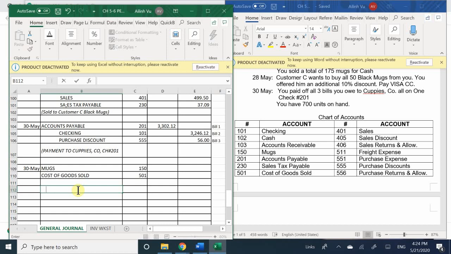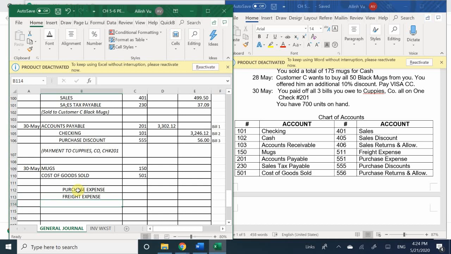Purchase expense and freight expense. Oopsies. Sales. No sales. Just purchase expense and freight expense. Right? Okay. What else do we need to recognize?